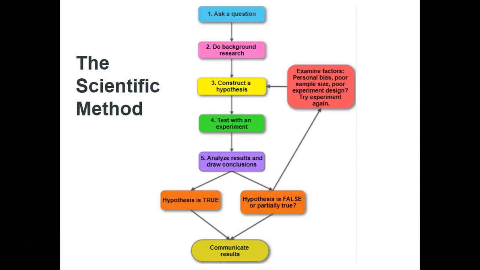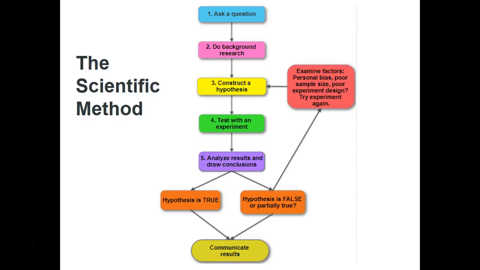So let's start real quick with the scientific method. Most of you, I'm sure, have remembered this from high school science. So the scientific method, you're going to ask a question, do some background research to flesh the question out, construct a hypothesis based on your background research and what you've developed, and then from that you're going to test with an experiment, analyze the results, draw conclusions, and if your hypothesis is true, or if your hypothesis is false or partially true, you basically are going to do either way.